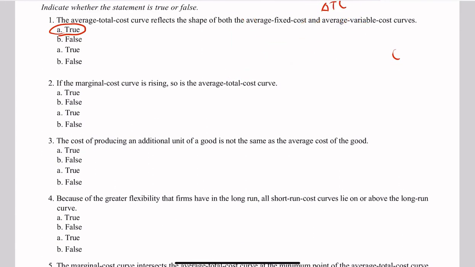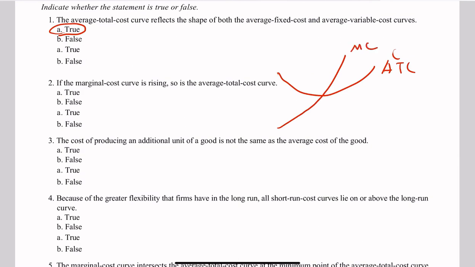Well, remember we learned the ATC curve and marginal cost curve will look like this, right? So you can see that this second statement is false. The reason is you can see this section.